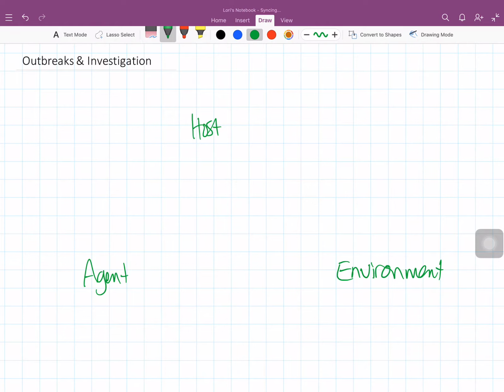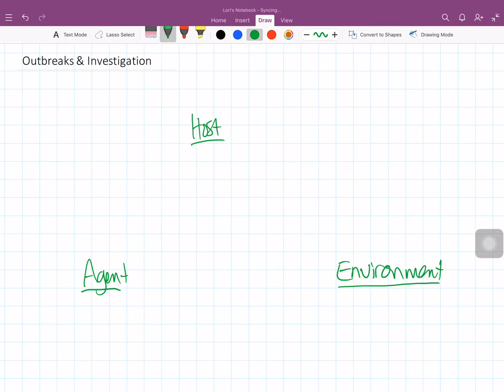And so here we're going to be talking about the host agent environment triangle, or the epi triangle, and a lot of textbooks will refer to this because it's helpful to not just focus on the agent, or not just focus on the host, but to remember that all of these things in conjunction, kind of related to each other, is really what makes that disease happen. This kind of goes back to the whole idea of sufficient cause. Do we have enough of these things that are happening at the same time that we really have this particular outbreak or this cluster happening?